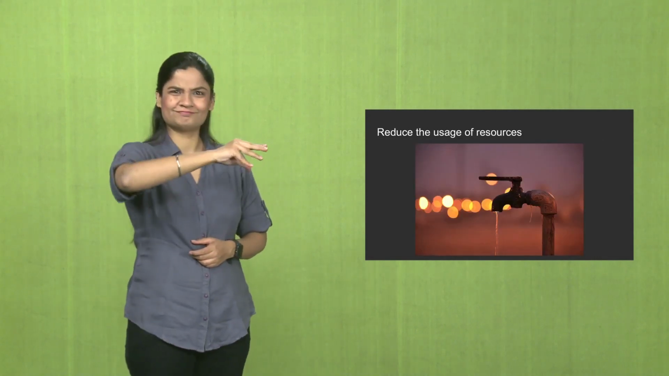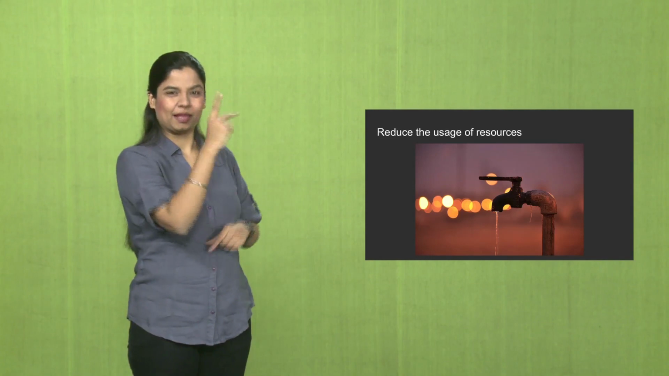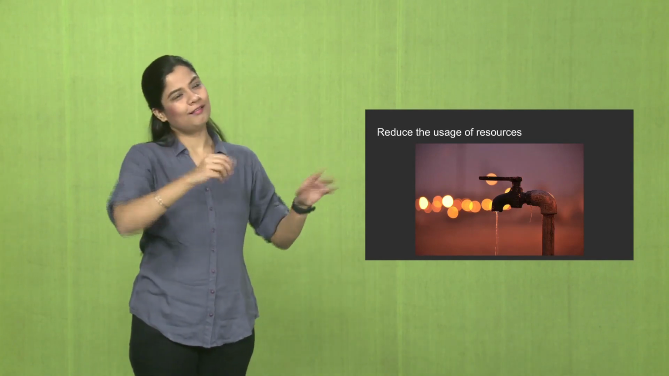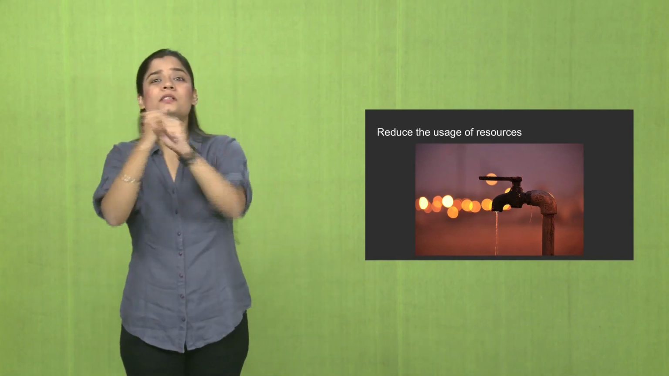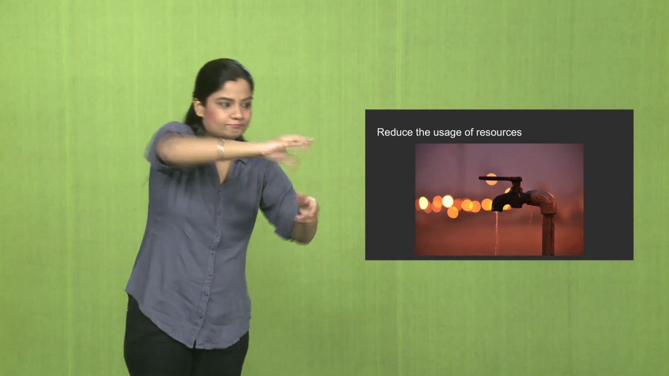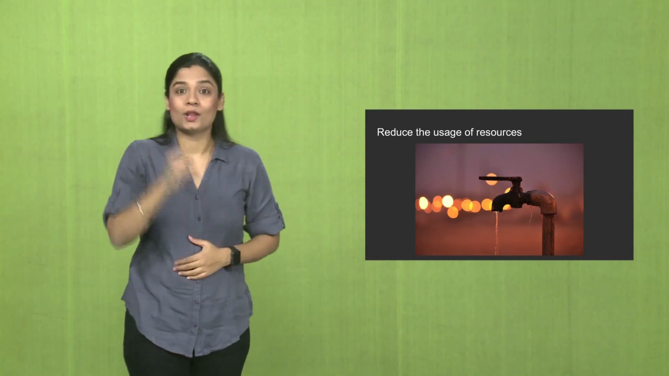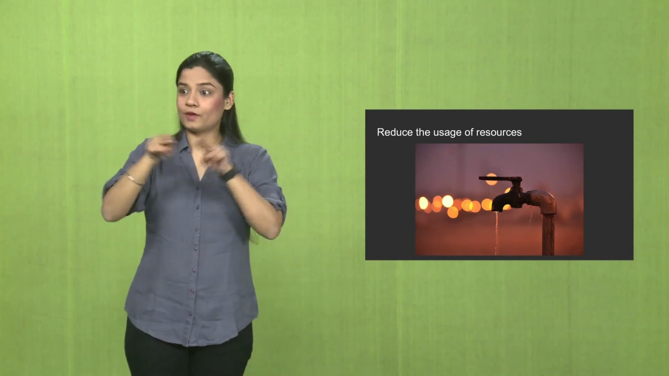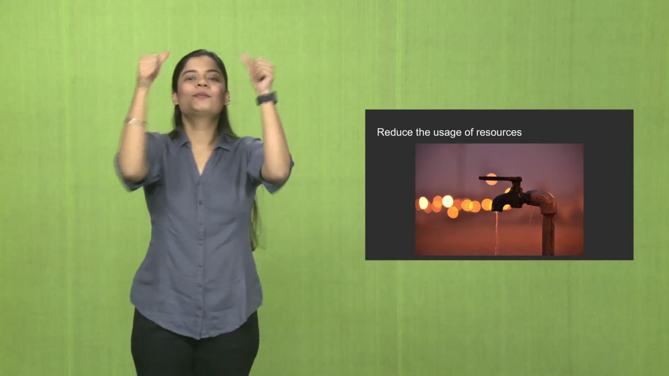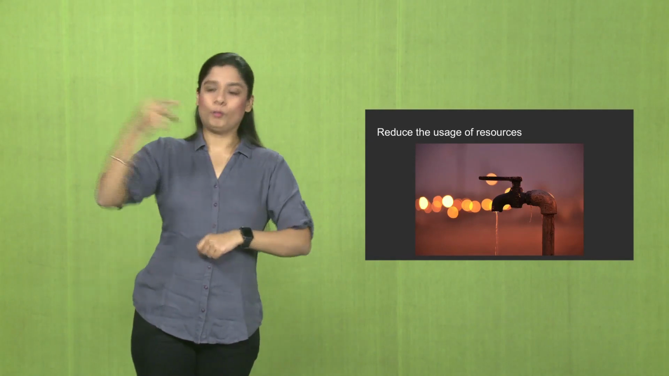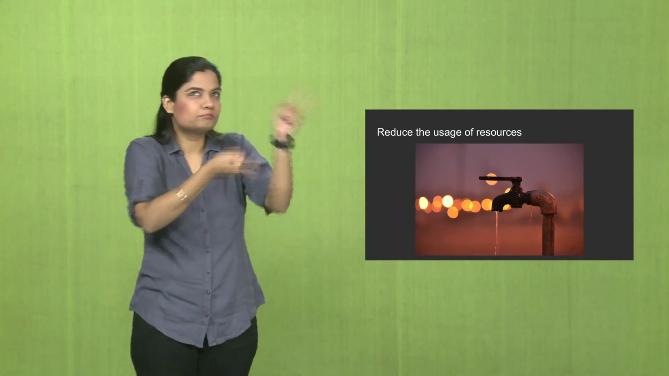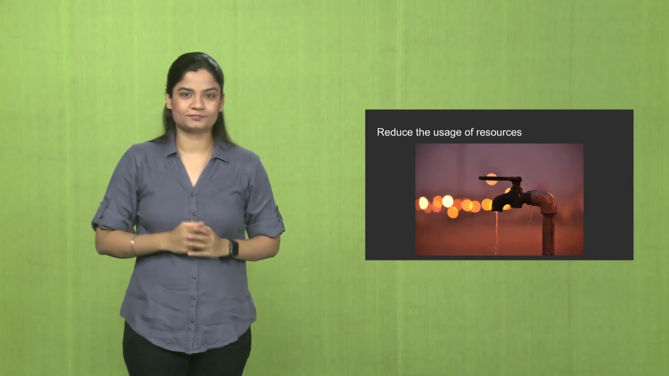As you can see in the picture, reduce the use of resources. We should not leave the water tap open. A lot of people don't get water. So we have to always reduce the usage of resources. If you're not using electricity, if you're going out, turn off all the electricity, and when you come back, you can switch it on. Don't waste electricity, or else you'll have to give another resource, that is your money. So reduce the usage of resources.